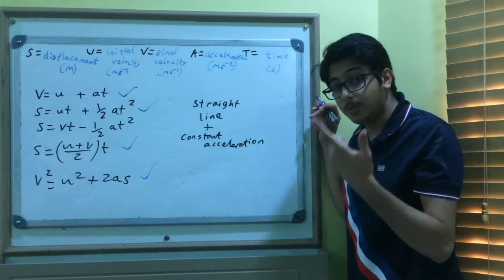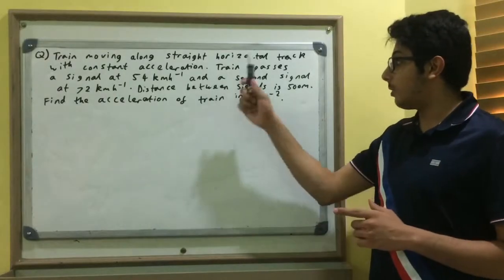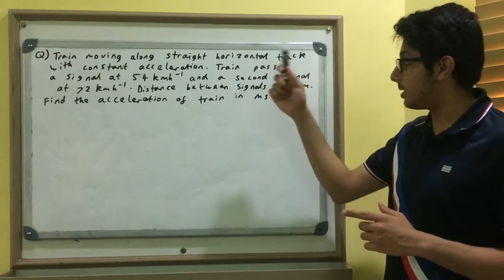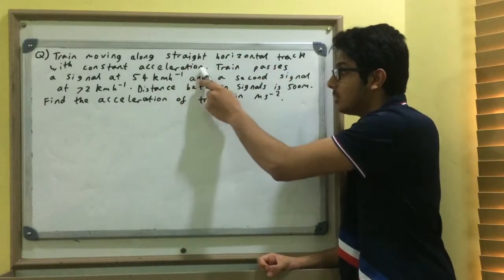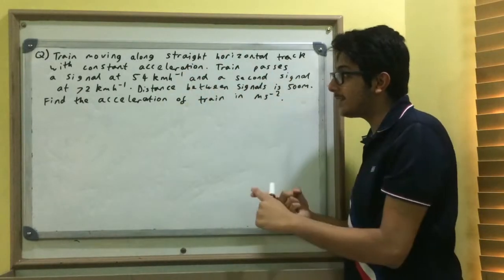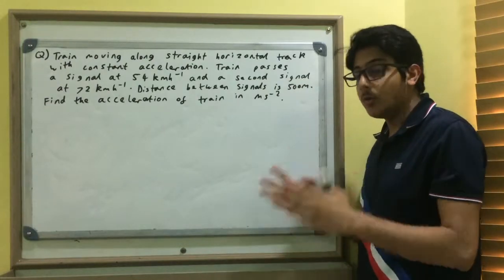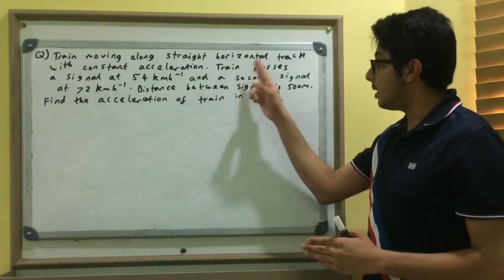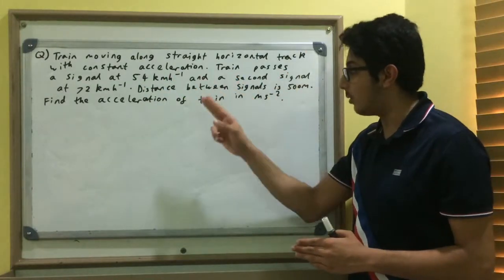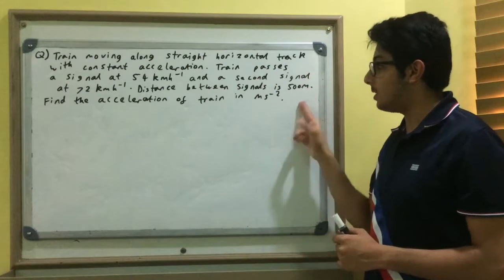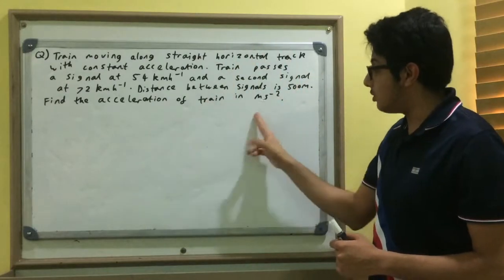So let's move on to a practice question. Okay, a train is moving along a straight horizontal track with constant acceleration. When you hear the words straight and constant acceleration, you know it's a Suvat question. The train passes a signal at 54 kilometers per hour and a second signal at 72 kilometers per hour. The distance between the two signals is 500 meters. Find the acceleration of the train in meters per second squared.